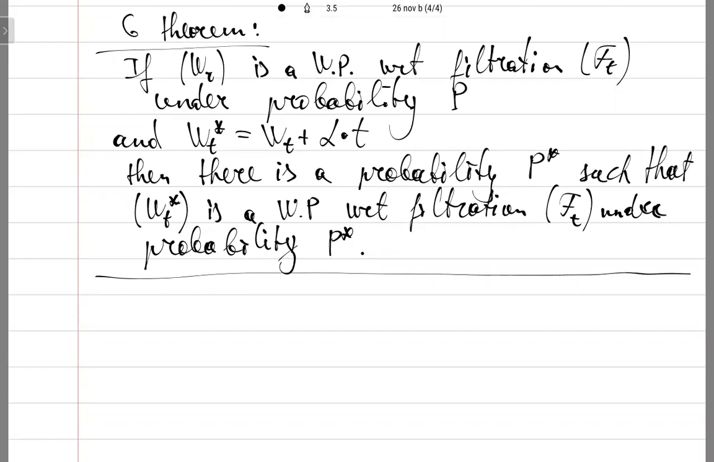We will not prove it. We will just get a little bit familiar with this theorem. So we have a modified Wiener process, and we have a modified probability in such a way that WT is a Wiener process with respect to P, and WT star is a Wiener process with respect to P star. Okay, let's solve an exercise to get used to Girsanov theorem.